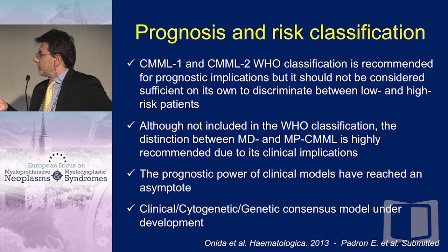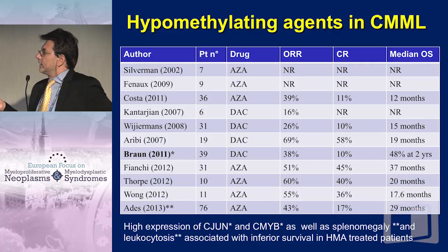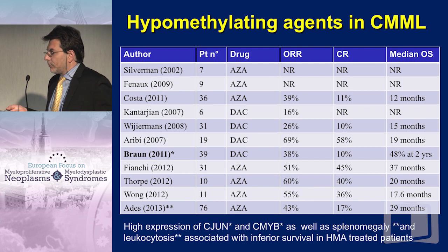So altogether, these are the conclusions for the prognostic and risk classification issue. We know that the CMML-1 and CMML-2 WHO classification is still recommended, but it's probably not sufficient to discriminate between low and high risk patients. So we still need to subclassify patients according to the FAB subclassification and the dysplastic and proliferative variants, because this is important for clinical implications. The prognostic power of the clinical models has reached an asymptote, and so right now a clinical and genetic consensus is being sought in order to develop a new scoring system which will possibly be universally validated. Now, let's move on to the treatment of CMML patients.